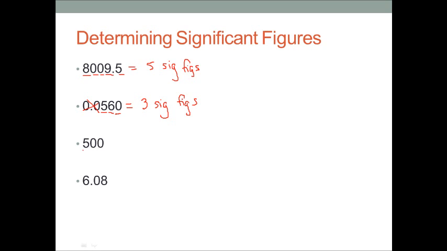The third example. We have 5, which according to Rule 1 is significant. According to Rule 4, these last two zeros are not significant, so this only has 1 sig fig. And finally, 6.08. 6 and 8 are both significant according to Rule 1, and similar to the first example, 0 sandwiched between them is also significant according to Rule 2. So that means this has 3 sig figs.